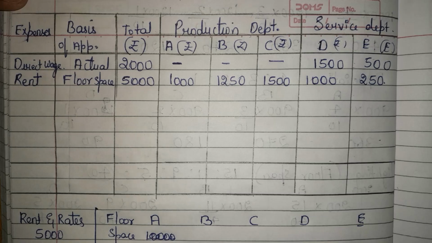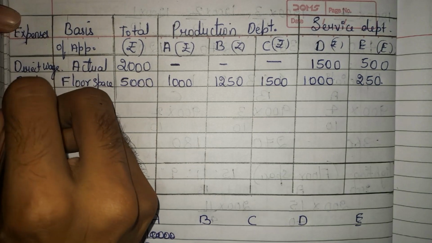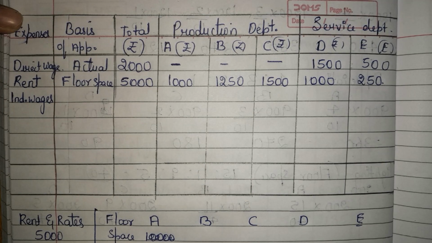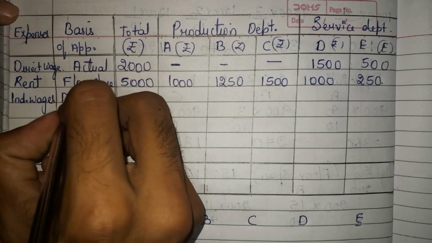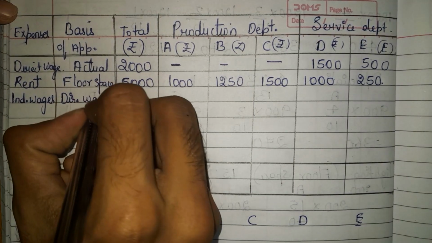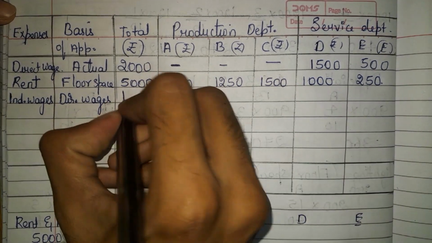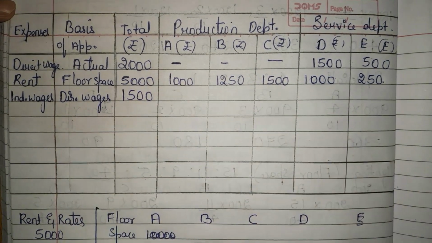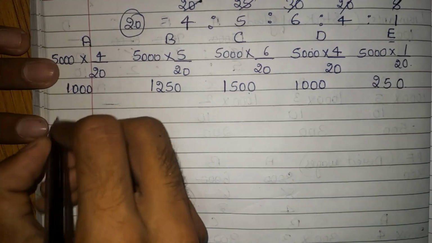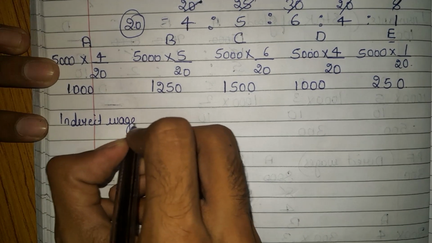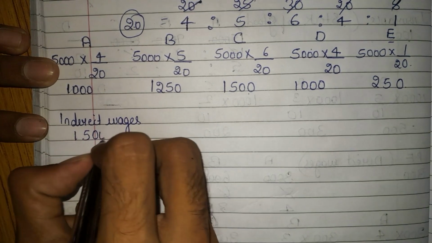Next we have indirect wages. So indirect wages we will just distribute on the basis of direct wages only. This we will apportion on the basis of direct wages. So total indirect wages is 1500 rupees. Now indirect wages, total indirect wages value is 1500 rupees.